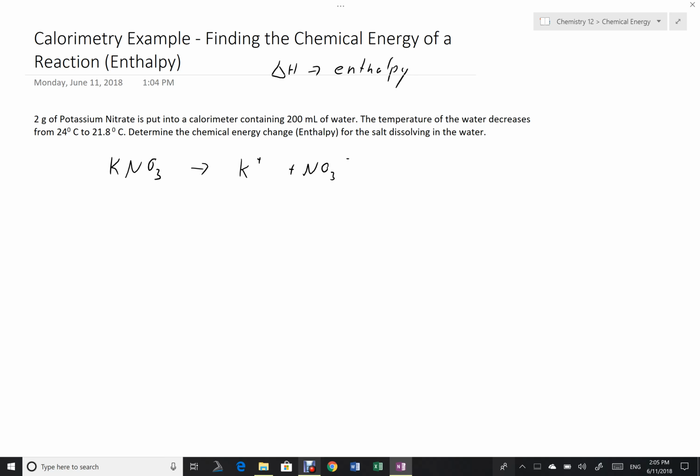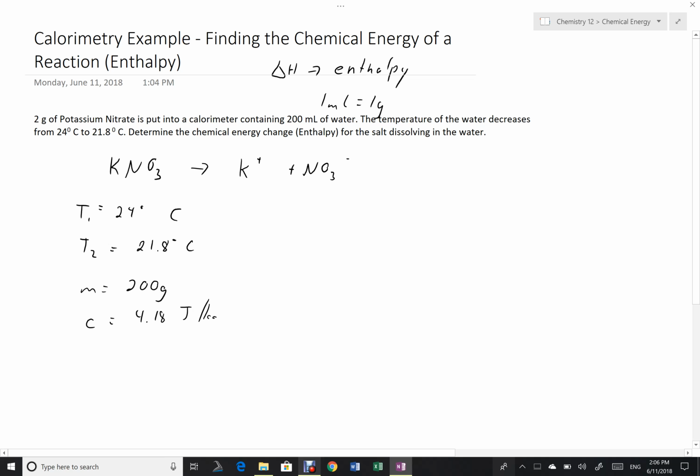So first of all, let's write out some of our given pieces of information here. We have a temperature 1 of 24 degrees, a temperature 2 of 21.8 degrees. Both of those are Celsius. We have a mass. It says 200 milliliters of water, but we remember that property of water, that 1 milliliter is the same as 1 gram. So that really means 200 grams of water. We have a specific heat capacity of 4.18 joules per gram degree C.